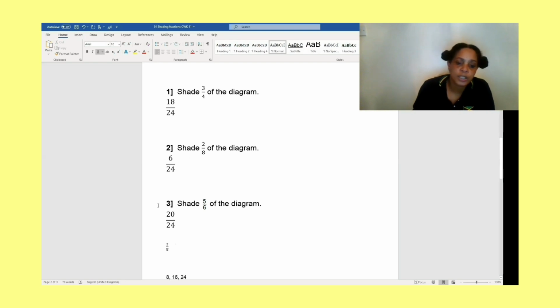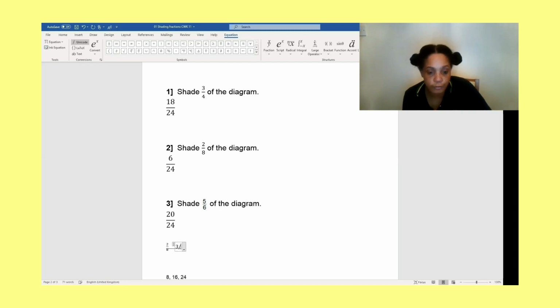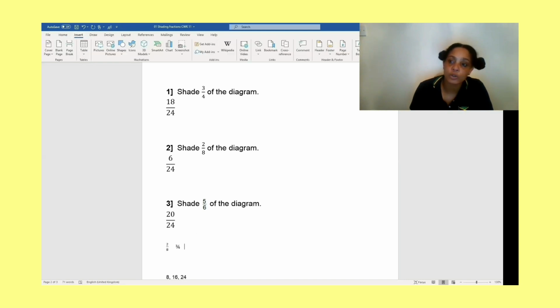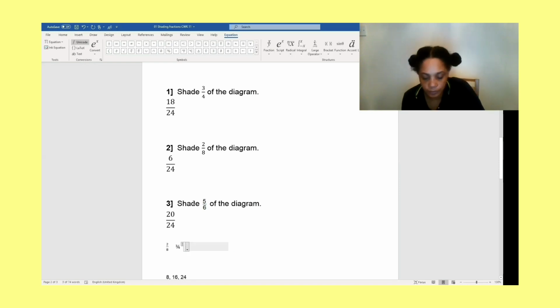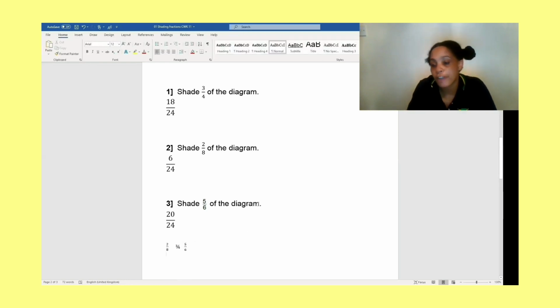The next one is 18 out of 24, and 18 out of 24 is the same thing as 3 out of 4. So our next one is going to be 3 out of 4. And our next one is 20 out of 24, and 20 out of 24 is 5 out of 6. So here we have our fractions in order.